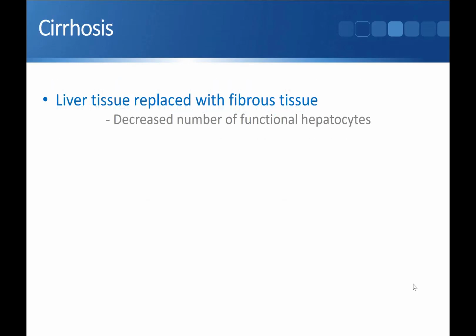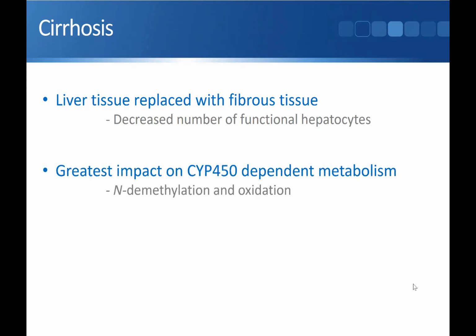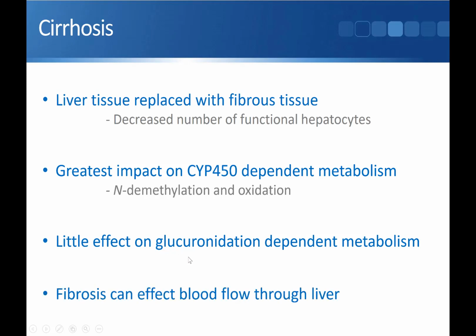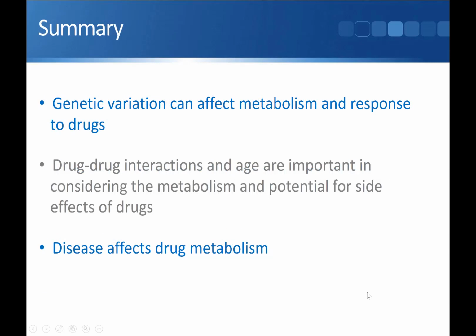So just cirrhosis, I'm probably not very well qualified to go through this really, but I'll give you the basic details. Cirrhosis isn't pleasant. This is where liver tissue is replaced with fibrous tissue, which means you get a decreased number of functional hepatocytes, which are where the metabolism will happen. Cirrhosis has the greatest impact on CYP activity, so you decrease the body's ability to carry out conversions like N-demethylation and oxidations. It doesn't seem to have much effect on phase 2 metabolism like glucuronidation, but it can affect the blood flow through the liver. And ultimately, you get really unpleasant side effects and failure of the liver.